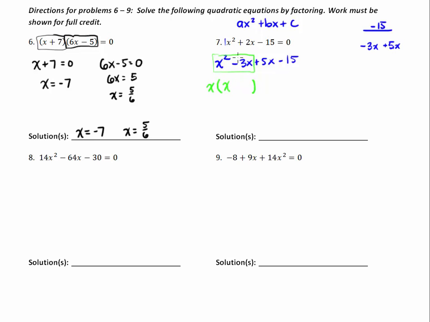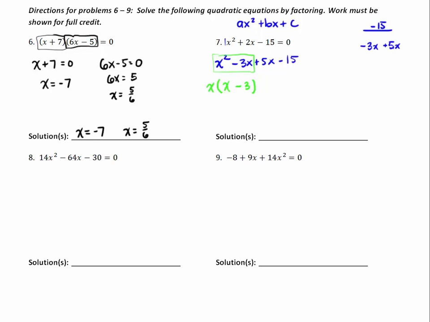And you can double check that. If I multiply x by x, I get x squared. Negative 3x, if I divide an x out, I'm left with negative 3. And once again, I can double check that. If I multiply x and negative 3 together, I get negative 3x. So that's the first group.